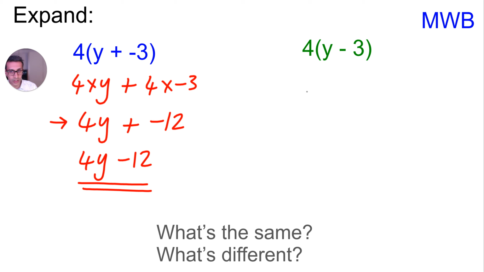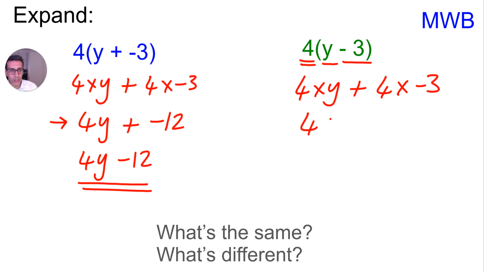And then on the right hand side, we're going to have 4 times y. And then we're going to multiply 4 by negative 3. So plus 4 times negative 3. So that's going to give us 4y plus negative 12. But again, we can just write 4y minus 12.